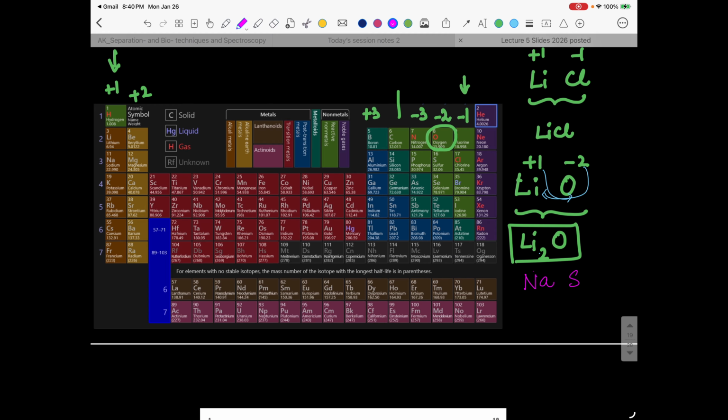So sodium has a +1 charge, sulfur has a -2 charge. So when you come up with a formula, this will be Na2S, right? So it's a good practice. Come up with 2 or 3 of these, like, pick one from the metal side, one from the non-metal, and see if you can come up with the molecular formula based on the charges.